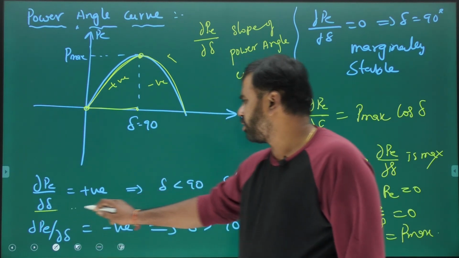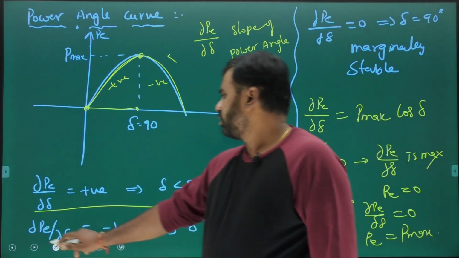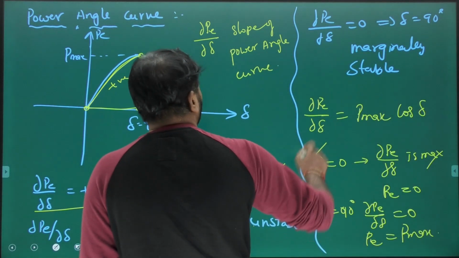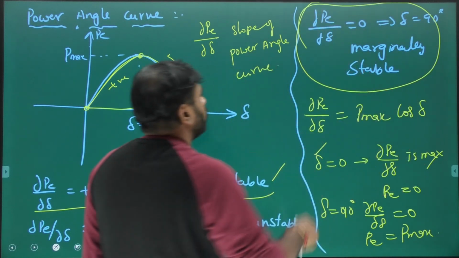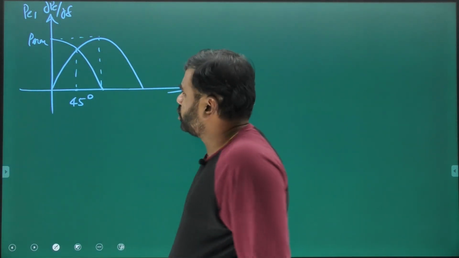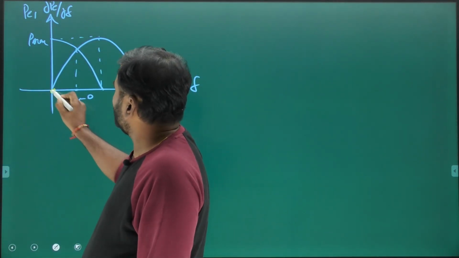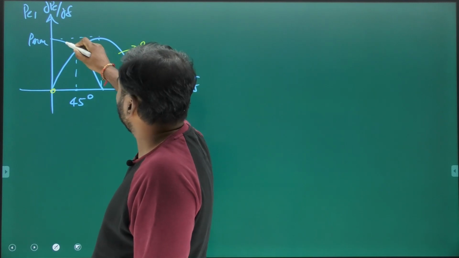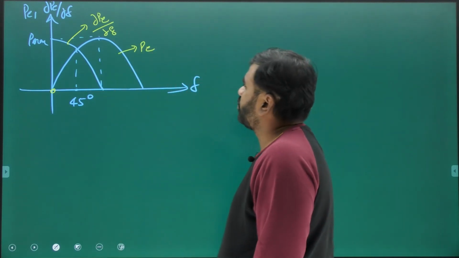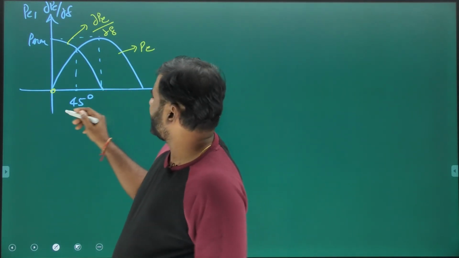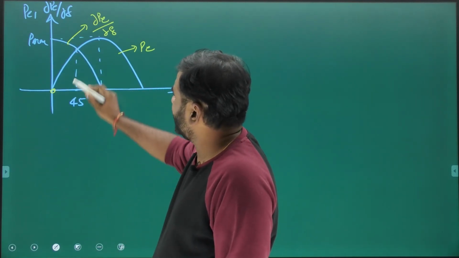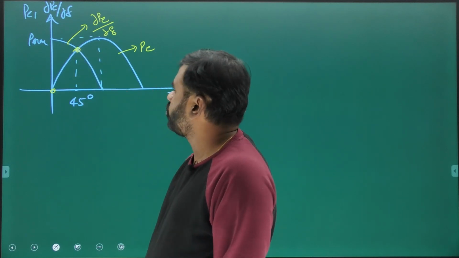Anyway, let's see, dou P by dou delta positive means delta less than 90 degrees, a stable system. Dou P by dou delta negative means delta is greater than 90 degrees and it is an unstable system. If dou P by dou delta is 0, delta equals 90 degrees, a marginally stable system. Have a look here. I told you just now, for delta 0, electrical power is 0. This is electrical power, this is dou P by dou delta, also called the synchronizing power coefficient. So if delta equals 0 degrees, we get dou P by dou delta maximum, but electrical power is 0. So we get the best compromise at delta equal to 45 degrees.